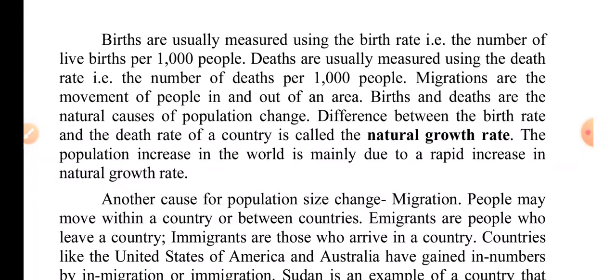Births are usually measured using the birth rate, that is, the number of live births per thousand people. Deaths are usually measured using the death rate, that is, the number of deaths per thousand people. Migration is the movement of people in and out of an area. Births and deaths are the natural causes of population change. The difference between the birth rate and the death rate of a country is called the natural growth rate. The population increase in the world is mainly due to a rapid increase in natural growth.